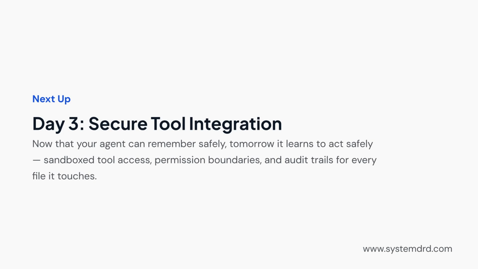That's the memory backbone done. Your agent can now hold context across a conversation without leaking data or torching your token budget. Tomorrow, we shift from what your agent remembers to what it's allowed to do. Day 3 is secure tool integration, sandboxing, permission boundaries, and dynamic capability validation, all wrapped around a file system agent, so you can see the access controls working against real files.